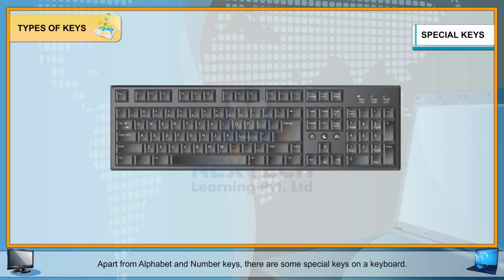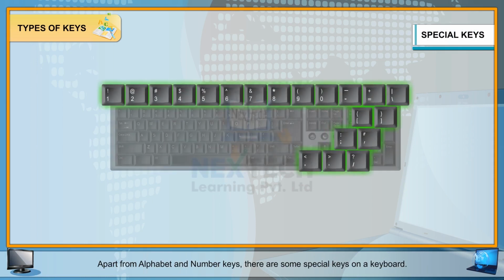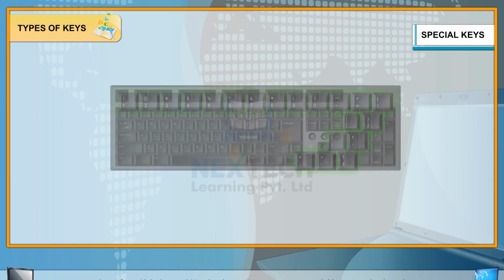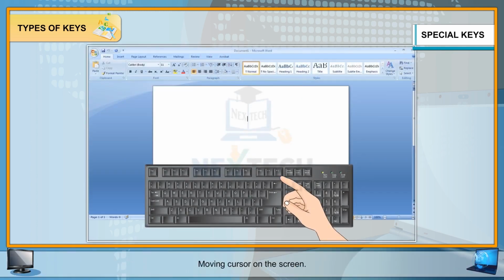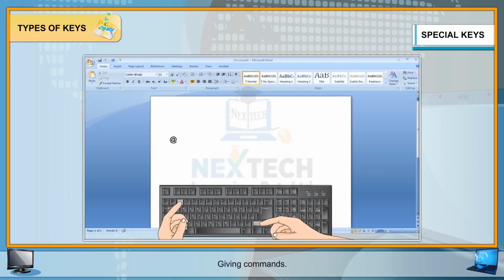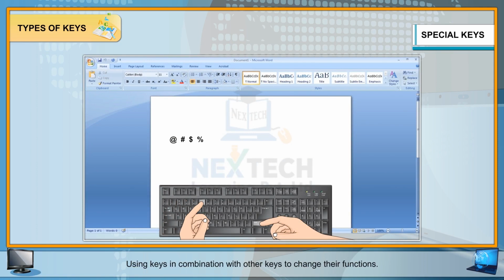Special keys. Apart from alphabet and number keys, there are some special keys on a keyboard. These keys are used to do some specific work, such as moving cursor on the screen, giving commands, using keys in combination with other keys to change their functions.